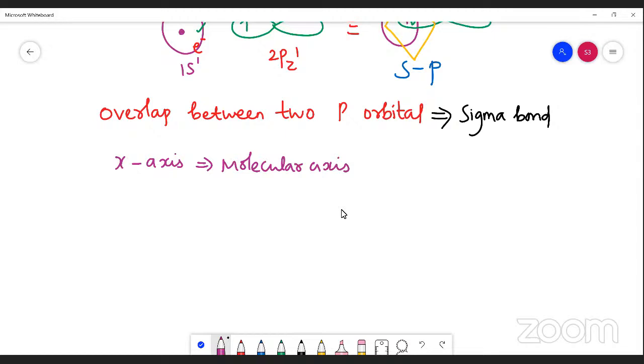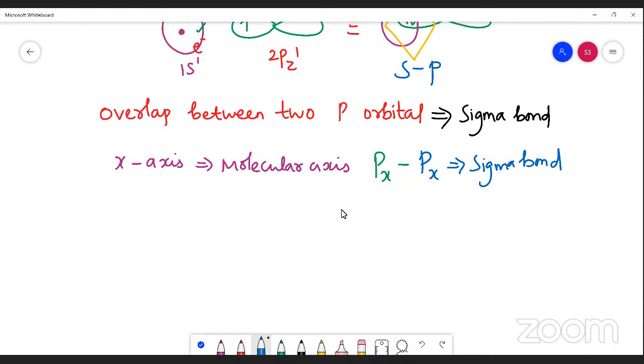then the px, the first p orbital of one atom, will overlap with the p orbital of the second atom. So this also results in a sigma bond. If I am taking the x-axis, this also leads to the formation of a sigma bond. So this is a sigma bond.